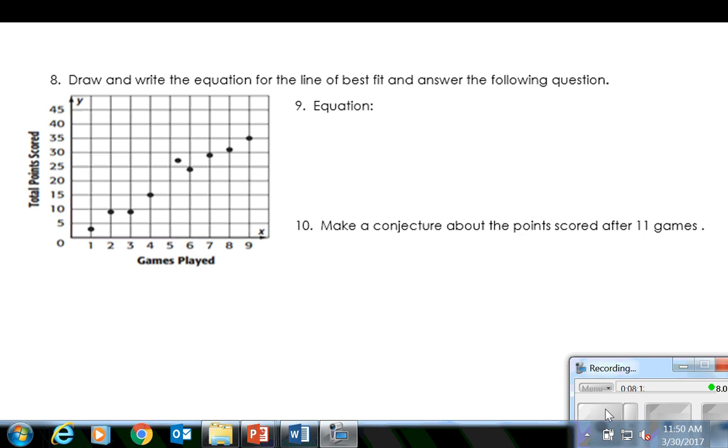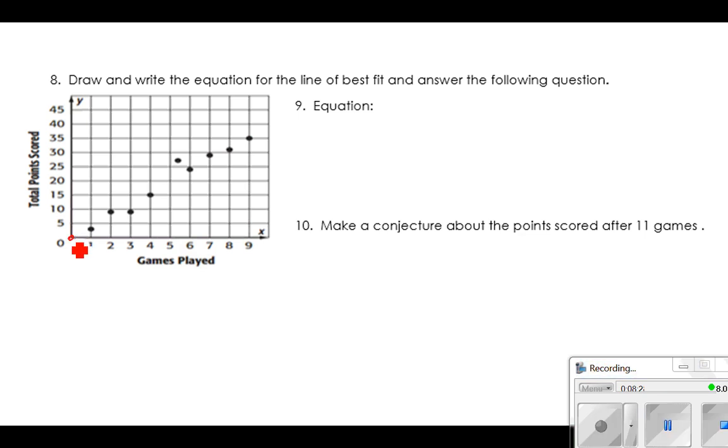Question number 8 says, draw and write the equation for the line of best fit and answer the following questions. So here's our scatter plot. I'm going to go ahead and add a point because I know that if I play 0 games, I'll have 0 total points. So I can put a point there because I know that's where my graph has to go through. And if I just look, I know that the pattern is going in this direction. That's the pattern of the trend. So I'm going to draw a line straight through there.